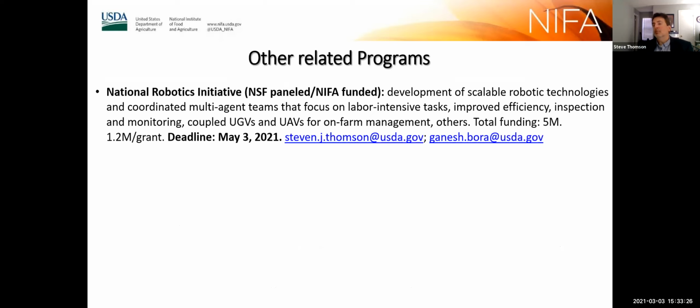Well, the National Robotics Initiative needs to be talked about because there are some similarities between this one and the engineering program I showed you before. And basically, it's just what it says. It's development of scalable robotic technologies and multi-agent teams. And we're interested in focusing on labor-intensive tasks, improved efficiency, inspection and monitoring, and among other things, coupled UGVs, UAVs, and what have you. The total funding for that program is $5 million, and it's $1.2 million per grant maximum.